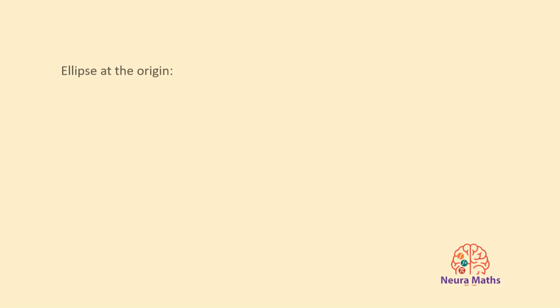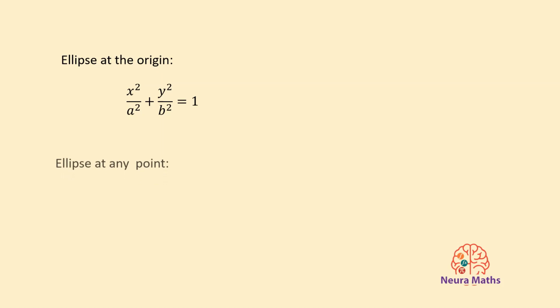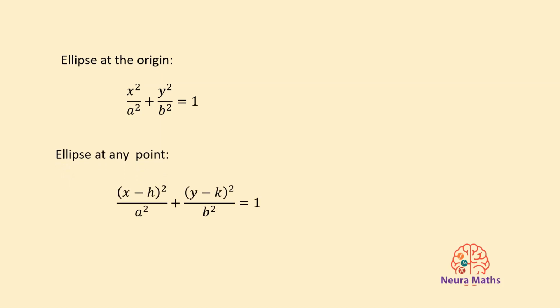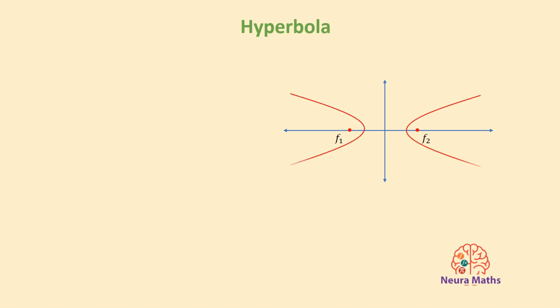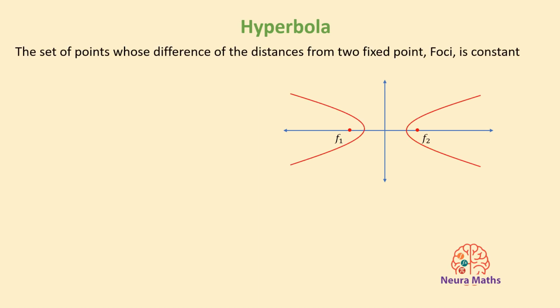Previously, we learned the equation of an ellipse whose center is either at the origin or translated to a different point on the plane. Now we are going to study the equation of a hyperbola. What is a hyperbola? It is the set of points whose difference of the distances from two fixed points, foci, is constant. What is the equation of a hyperbola at the origin?